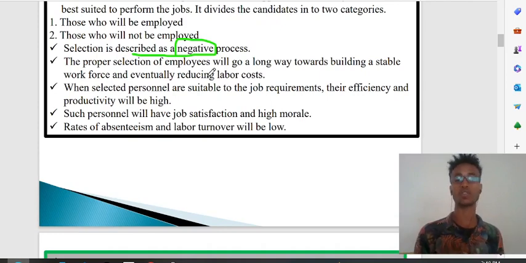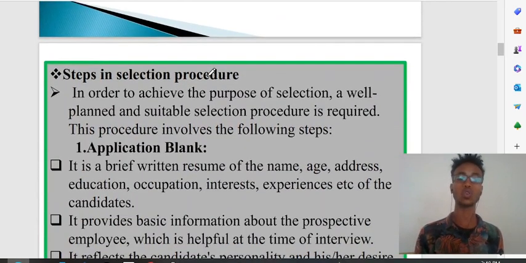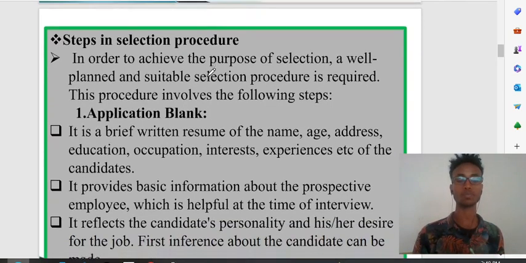Also selection has its own steps or procedure. In the case of recruitment, we said recruitment has its own procedure; now selection also has steps or procedure in order to achieve the purpose of selection. A well planned and suitable selection procedure is required, structured and organized.